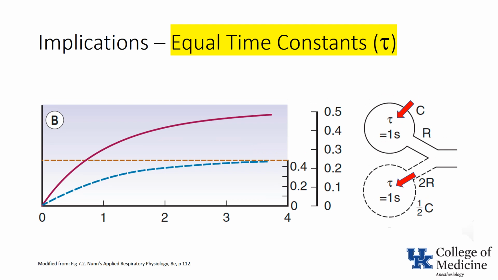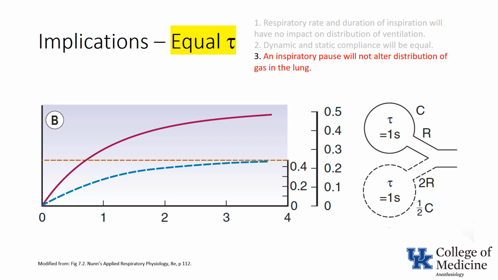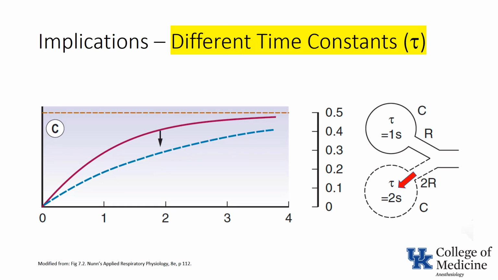To summarize, if the time constants are equal, respiratory rate and duration of inspiration will have no impact on distribution of ventilation. Additionally, static and dynamic compliance will be essentially equal, and an inspiratory pause will not alter distribution of gas in the lung. These considerations change if the time constants of the two lung units are different.